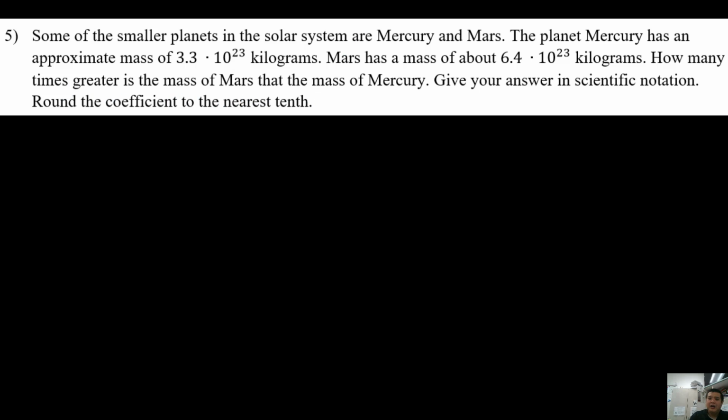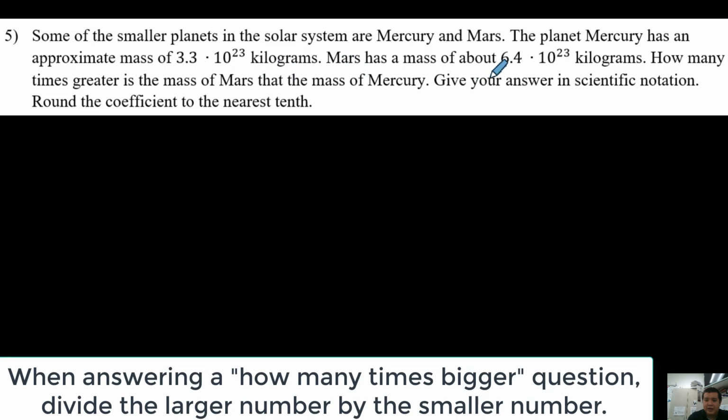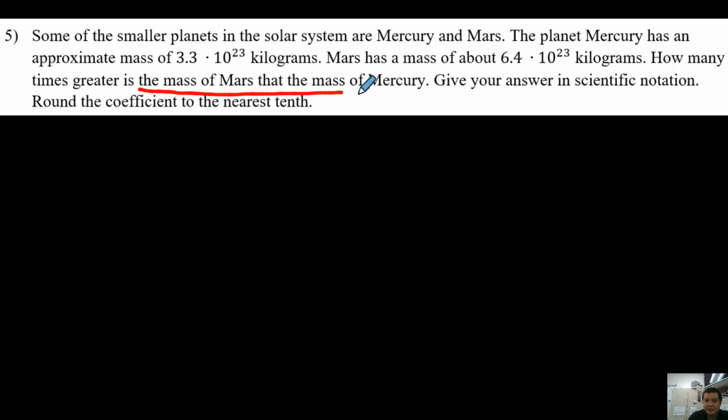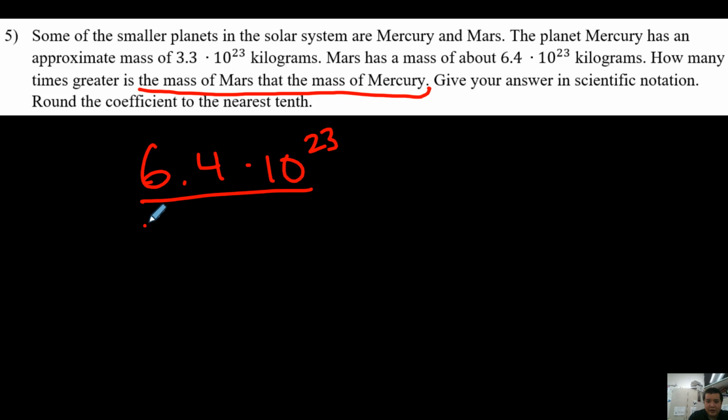So, what we have here is something that is bigger than the other. Mars is bigger than Mercury. We're asked to find how many times greater is the mass of Mars than the mass of Mercury. So we know that Mars is going to be bigger, so we're going to put the bigger one on top. You can see that their exponents are the same, but the Mars one has a greater coefficient. So I'm going to write this with Mars on top: 6.4 times 10 to the 23rd divided by 3.3 times 10 to the 23rd.